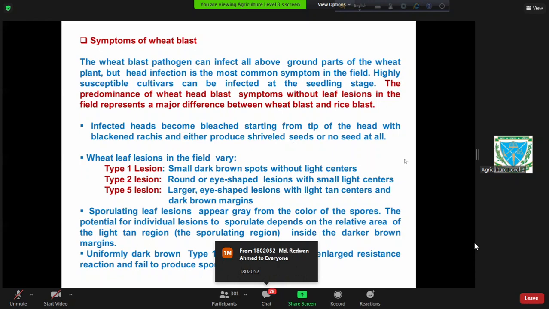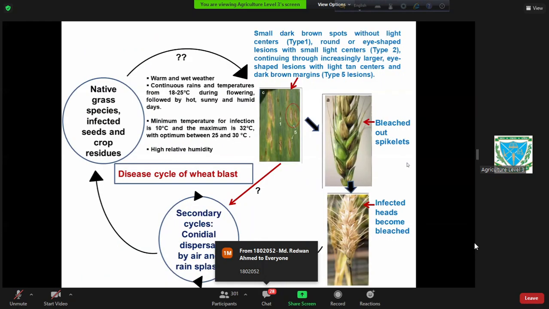Now I have tried to draw the hypothetical disease cycle of blast.